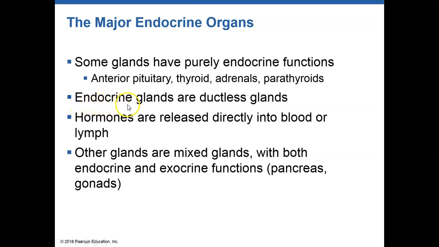These glands are ductless glands, so they don't release chemicals to any certain duct. They release their chemicals directly into the blood or lymphatic fluids. Your pancreas and your gonads have both endocrine and exocrine functions. They release materials via exocrine secretions to a lumen, and they release endocrine secretions to the blood.